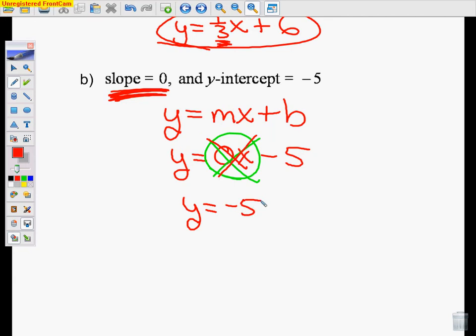All right. And this actually, remember, this makes sense because this is going to be a horizontal line. And it's going to have no rise with it. It's just a straight horizontal line.